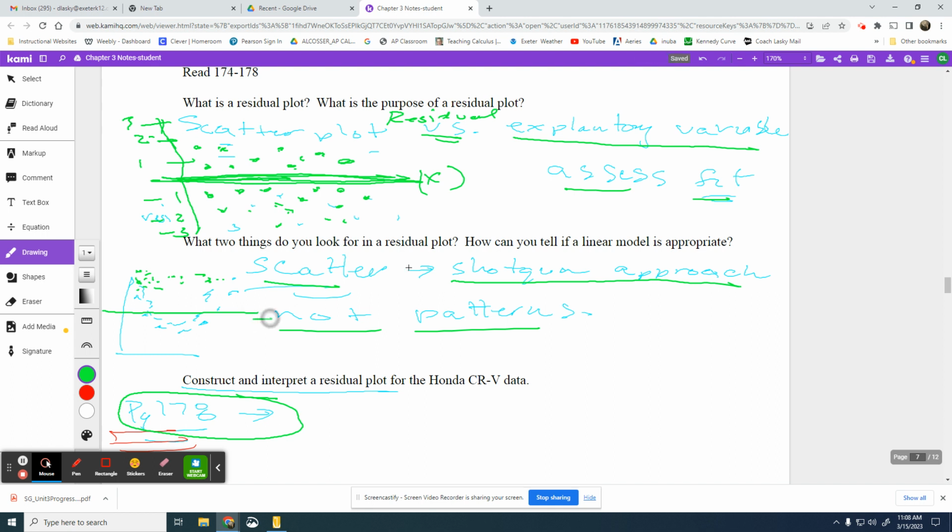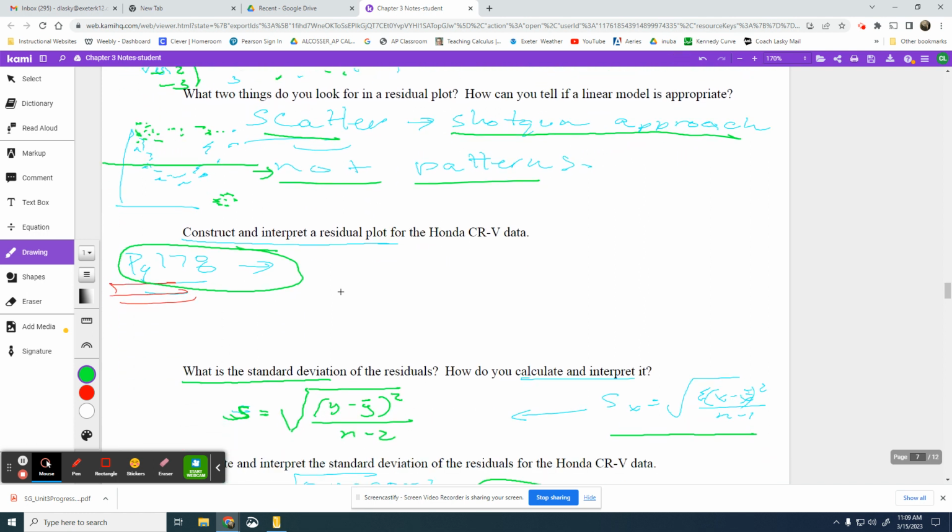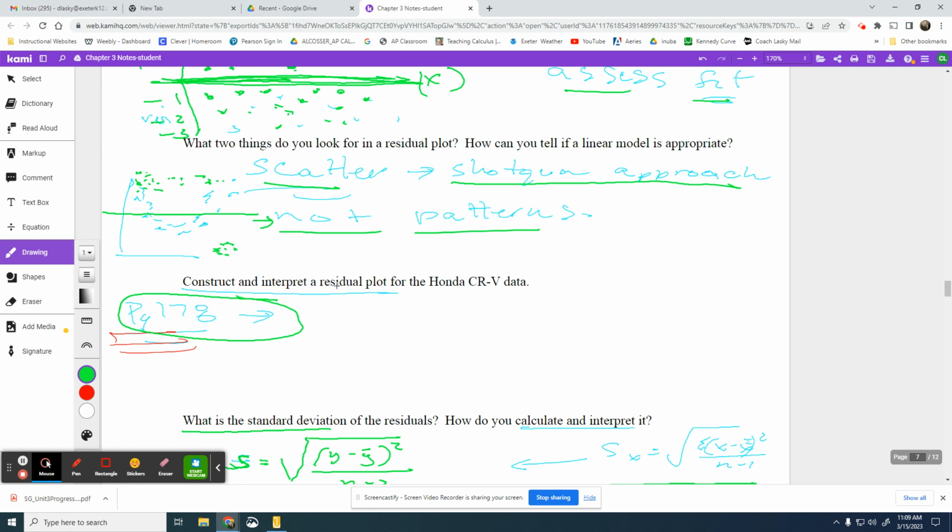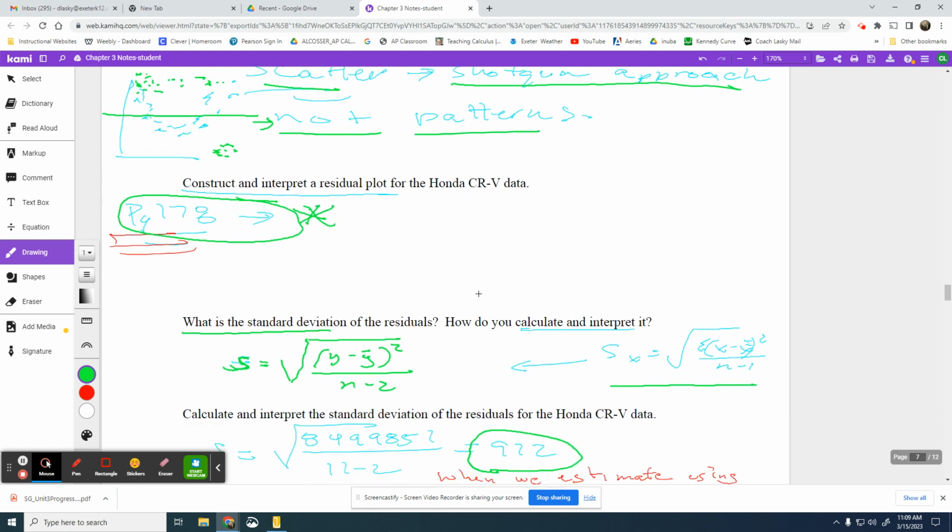What we don't want is patterns. No patterns. Nothing like I did in blue here. I don't want a curve to it. I don't want them all above. I don't want them all stuck in a corner, anything like that. We don't want any kind of patterns. It has to be nice and solid, the shotgun approach. So again, you're going to construct and interpret a residual plot. The calculator does it for you. So you need to use page 178, plug in your CRV data, and see if you can come up with it.